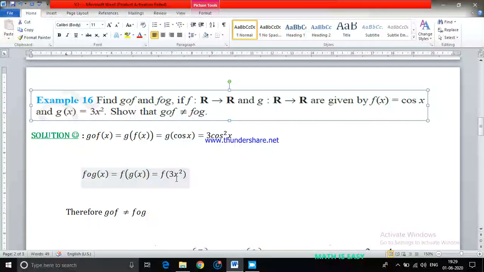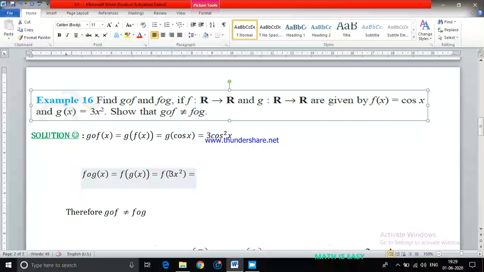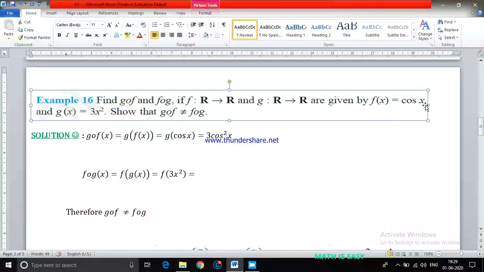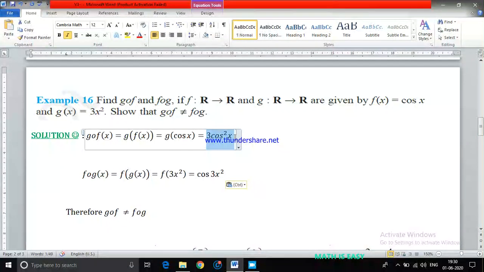F of g of x equals to f of 3x square, which is equals to, now if you have f of x, the answer is coming as cos x. But in place of x, here what do you have? 3x square, right? So here also in place of x, I have to replace 3x square. So what you get is cos 3x square. So what do you think? 3 cos square x will be same as cos 3x square? It's not same, right? Both are different.